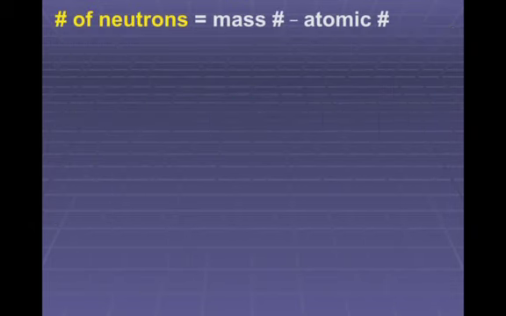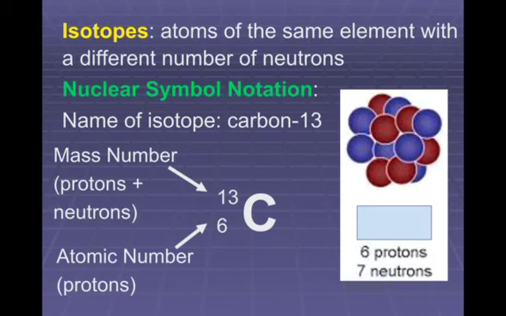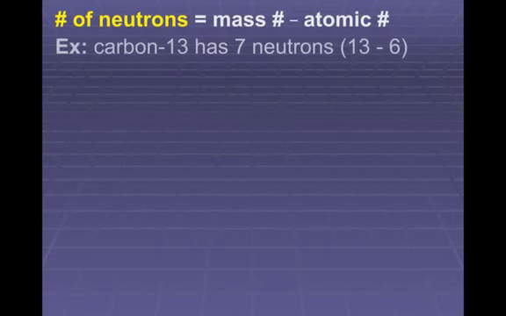Last thing you need to put in your notes is that if you are given the name or the nuclear symbol, you can find the number of neutrons by subtracting mass number minus atomic number. Remember, we saw the mass number was 13. If we subtract out the protons, it should give us the neutrons, and as you can see, 13 minus 6 is 7. A carbon-14 isotope would have 8 neutrons.